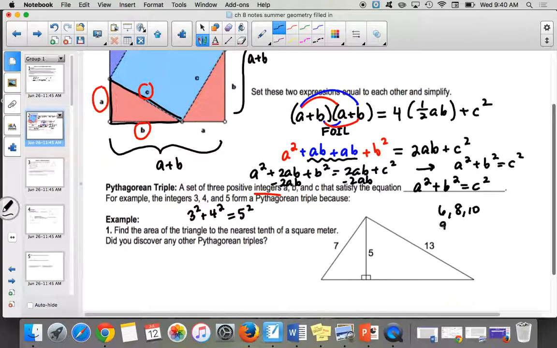Or I could do 9, 12, see, multiply by 3, multiply by 3, multiply by 3, 15. That would also work. These are all multiples of the 3, 4, 5. I think I've mentioned that to you guys before, right? But there's other Pythagorean triples.